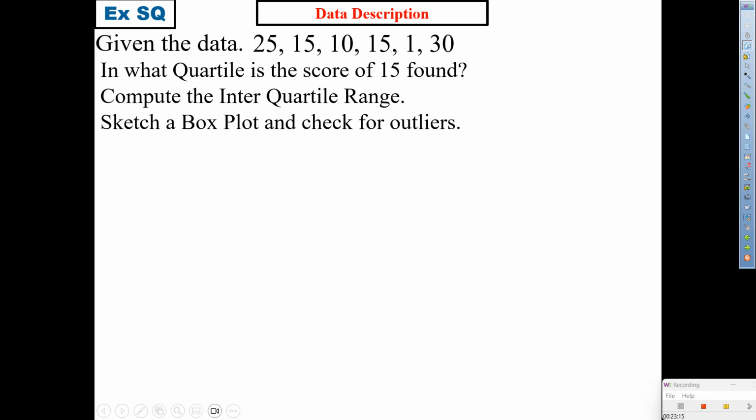We got given data 25, 15, 10, 15, 1, and 30. In what quartile is the score of 15 found? Next, compute the interquartile range. And lastly, sketch a box plot and check for outliers. I'll give you guys some time. Copy and go.